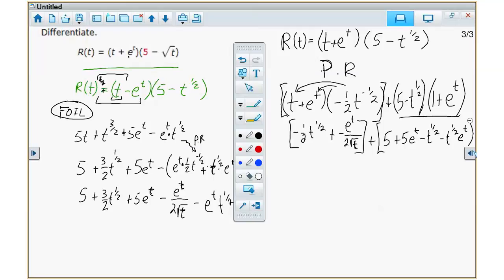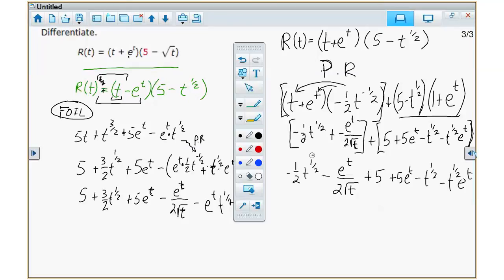And of course, what's in front of all that? The plus. So we're going to have negative 1/2 t to the 1/2 minus e to the t over 2 square root of t plus 5 e to the t minus t to the 1/2 minus t to the 1/2 e to the t.